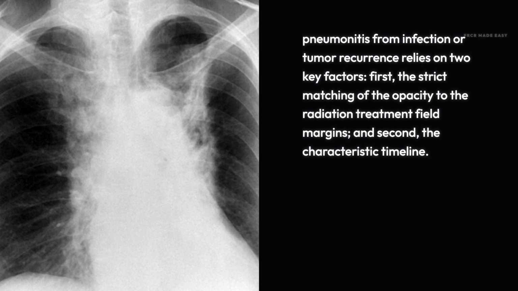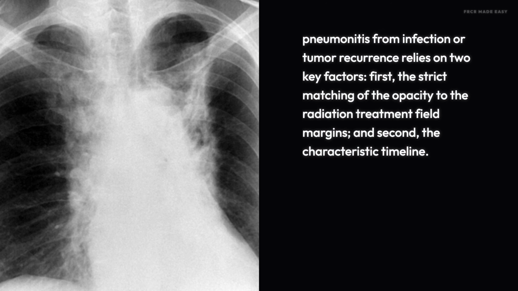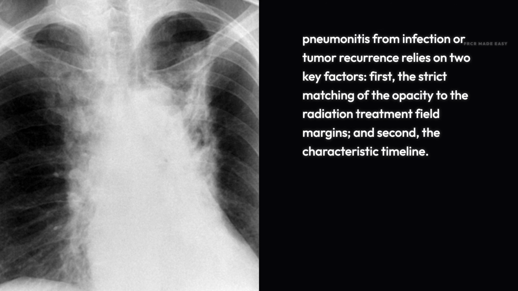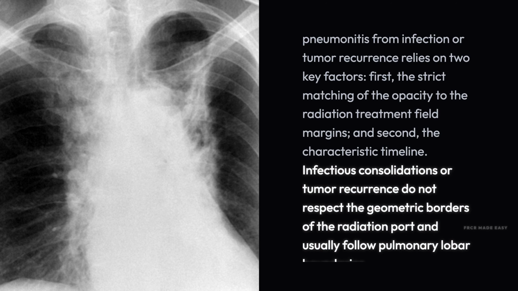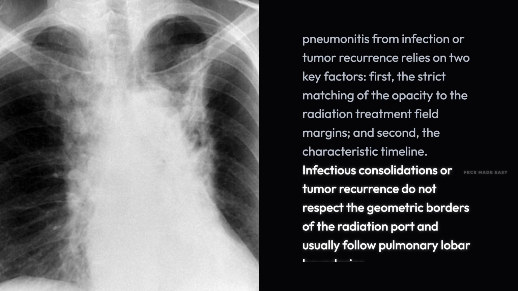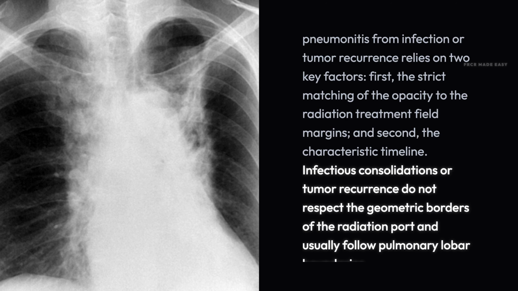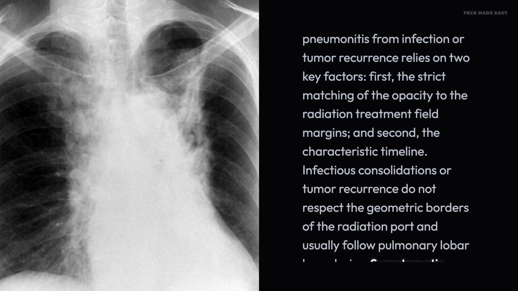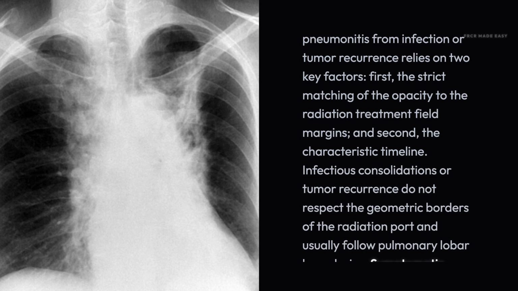Differentiating radiation pneumonitis from infection or tumor recurrence relies on 2 key factors. First, the strict matching of the opacity to the radiation treatment field margins, and second, the characteristic timeline. Infectious consolidations or tumor recurrence do not respect the geometric borders of the radiation port and usually follow pulmonary lobar boundaries.